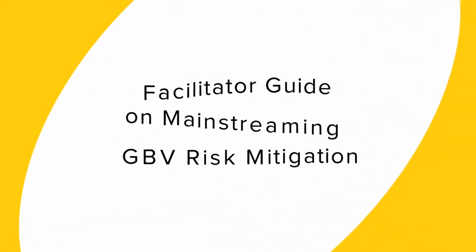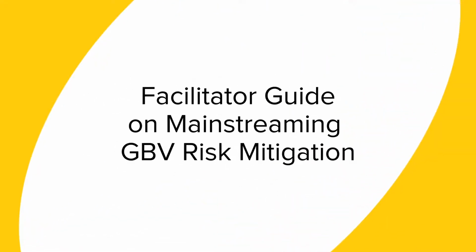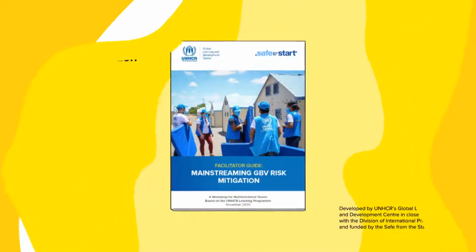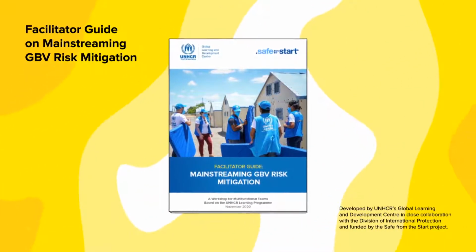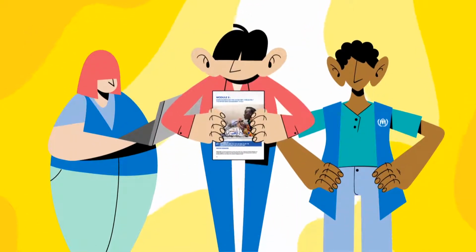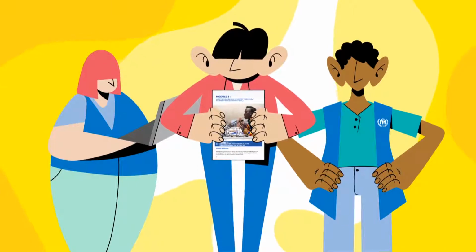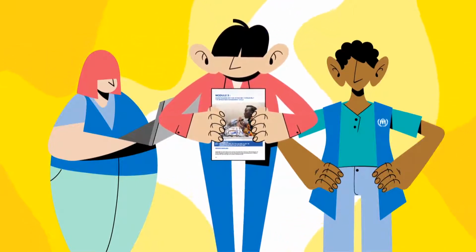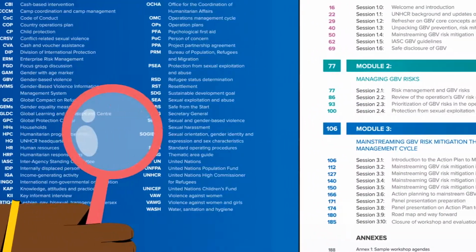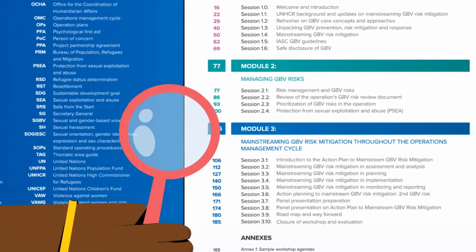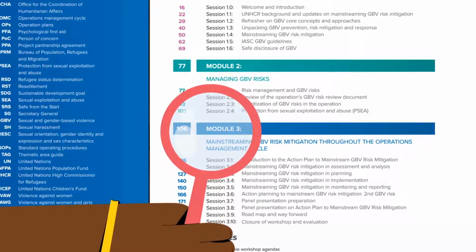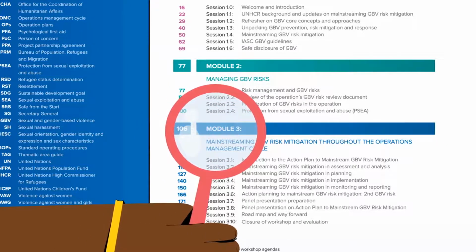Let's return again to the UNHCR Facilitator Guide on Mainstreaming GBV Risk Mitigation, a workshop for multifunctional teams. If you are GBV Protection or Program Workforce planning to facilitate a workshop, this video will introduce you to the final module, Module 3, Mainstreaming GBV Risk Mitigation Throughout the Program Cycle. Module 3 includes an estimated 26 training hours, building on Modules 1 and 2, and focuses workshop participants on integrating actions at each stage of the program cycle.